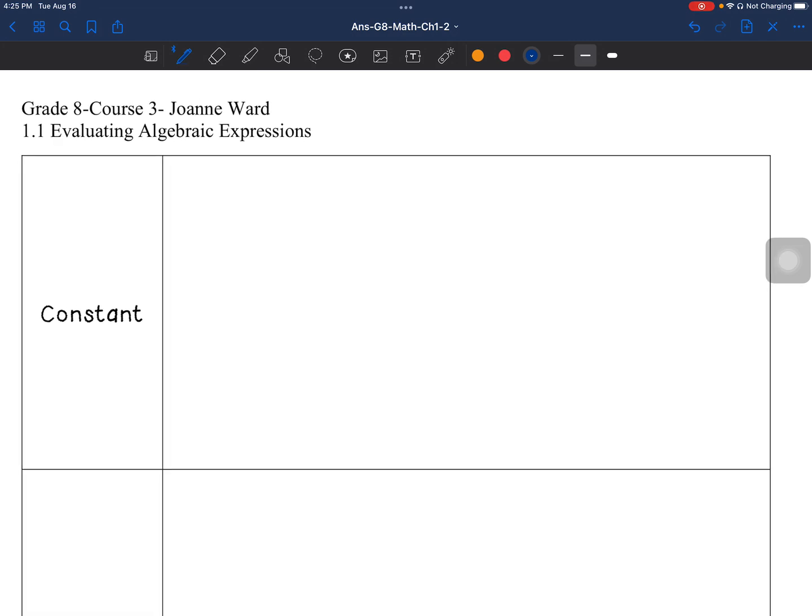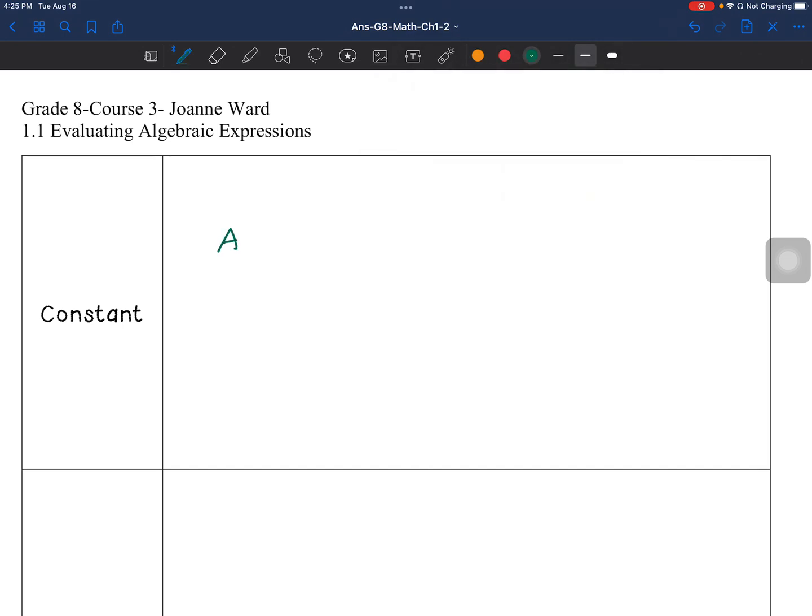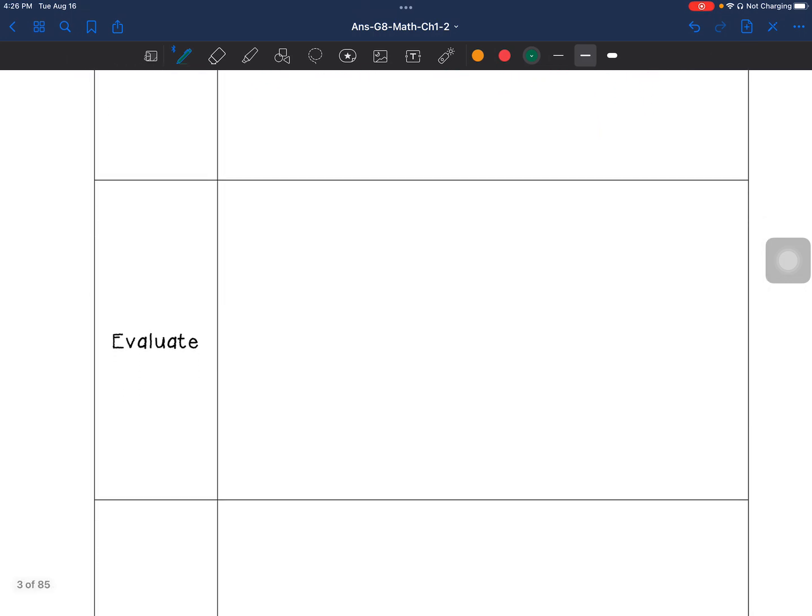Here come more terms. What is a constant? A constant is a number that doesn't change, it never changes.